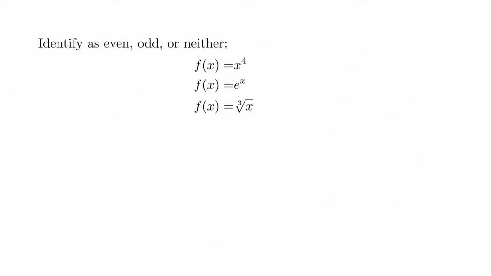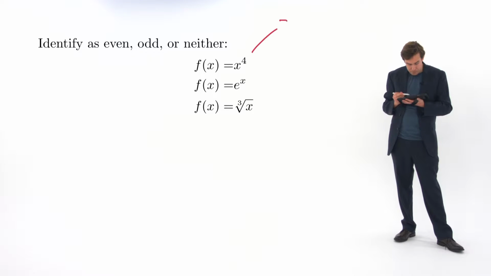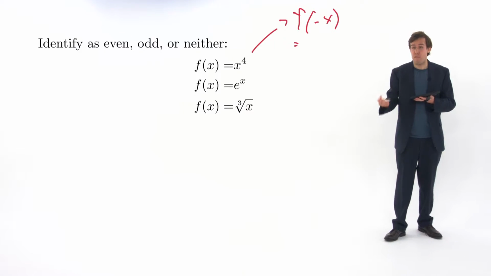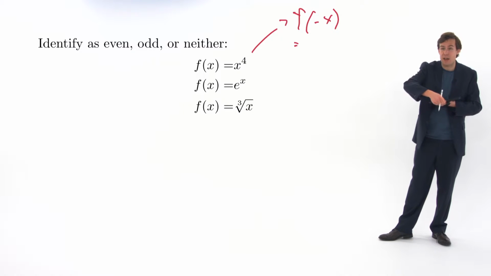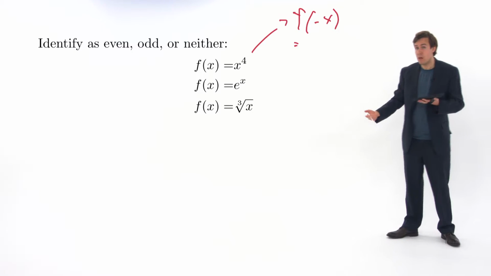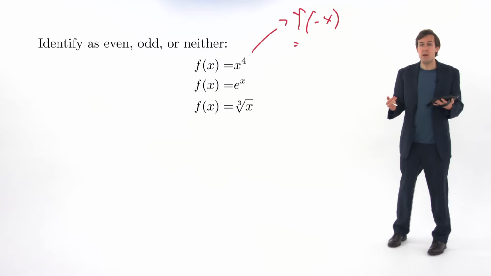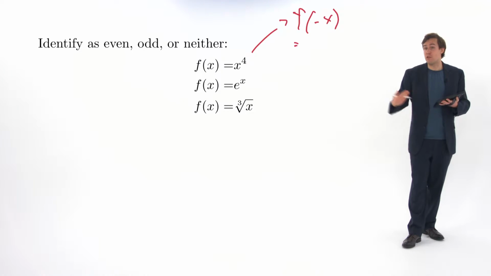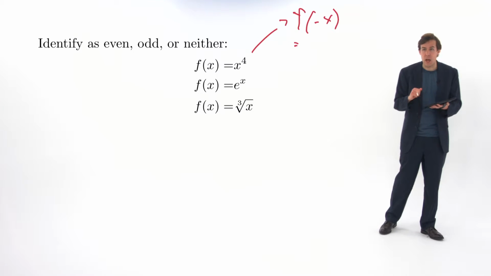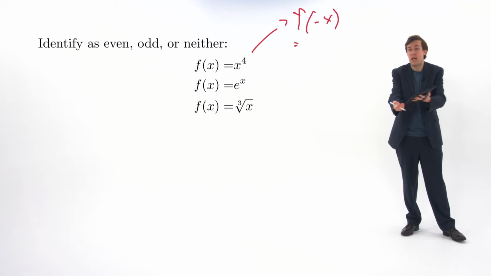So for these three functions, let's just practice and check whether they're even, odd, or neither. To check, I'll plug in f of minus x and see if I get f of x or negative f of x or neither. If I can show that f of negative x is equal to f of x, then I've shown it's an even function. If I can show that f of negative x is negative f of x, then I've shown it's an odd function. And if I can show it's neither, then I've shown it's neither even nor odd.